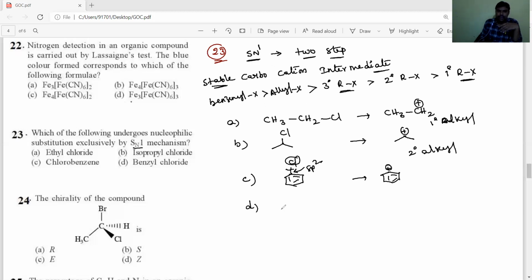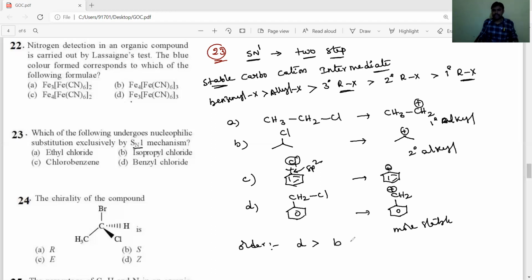Next, benzyl chloride. Benzyl means CH2Cl, while benzoyl means C double bond O Cl, an acyl chloride. This is benzyl chloride, which produces the more stable benzyl carbocation. That's why, in the reactivity order, D is the most reactive, then B, then A, and then C. So the answer is D.